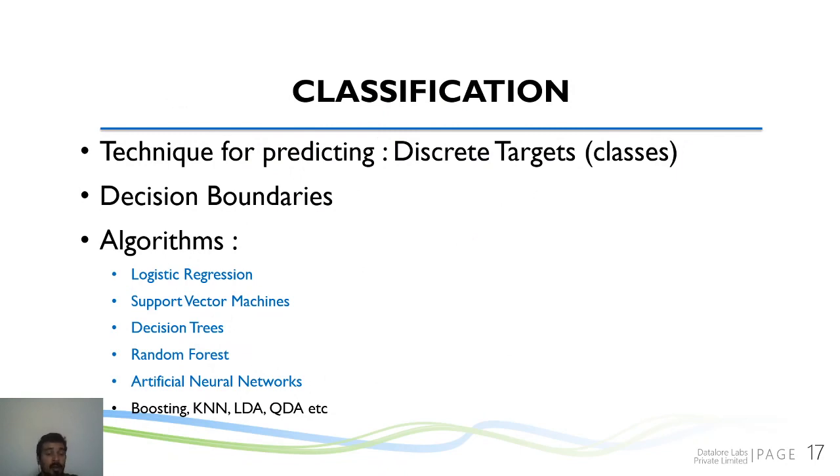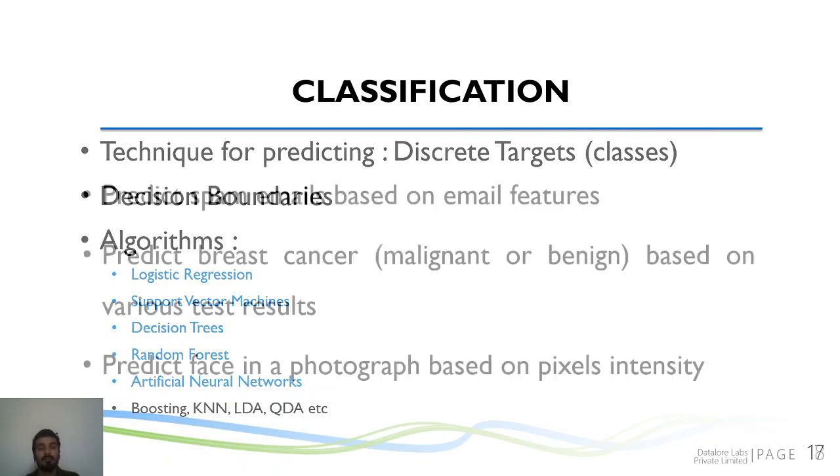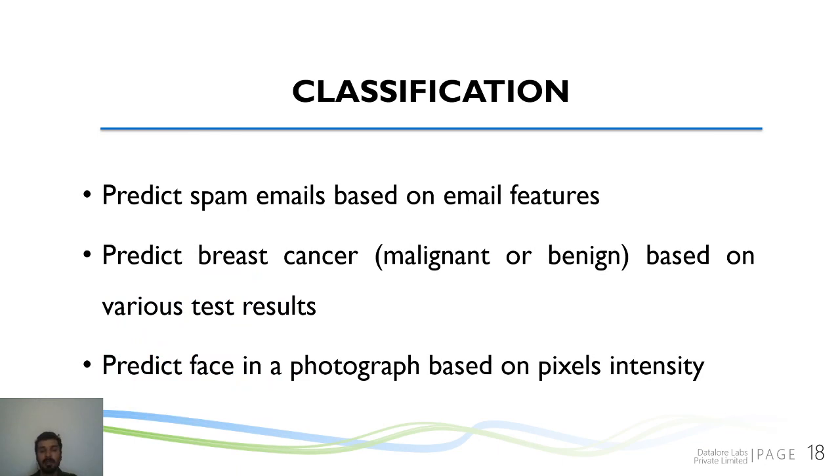Again, there are a lot of different algorithms out there for classification. Different algorithms have their own way of coming up with these decision boundaries. One of the simplest ones is logistic regression, but apart from logistic regression you also have support vector machines, decision trees, random forest, neural networks, and a lot of other algorithms. In future sessions I'll be talking a little more about support vector machines and decision trees, and probably artificial neural networks.